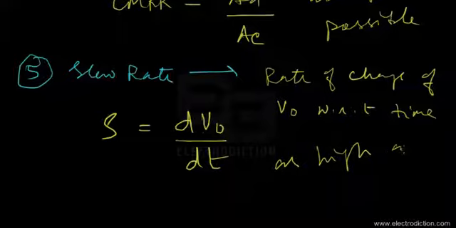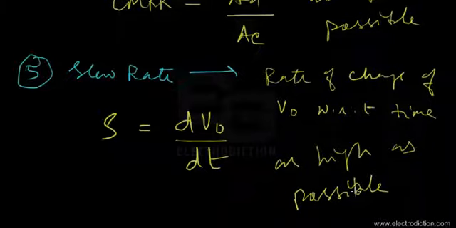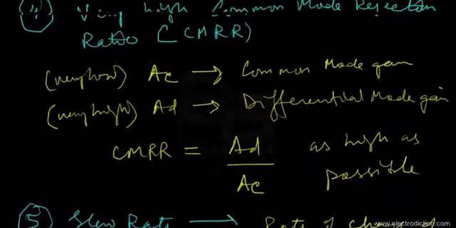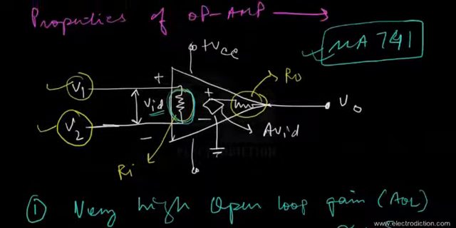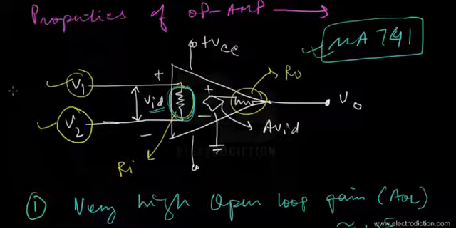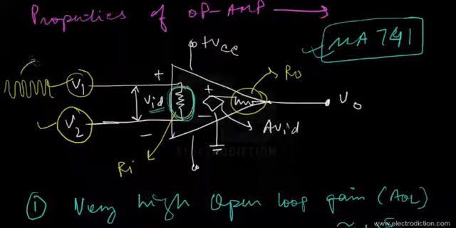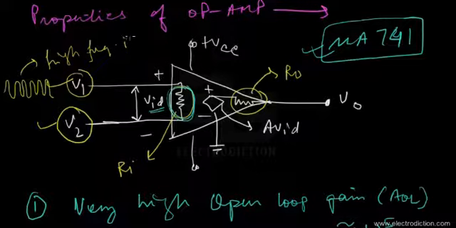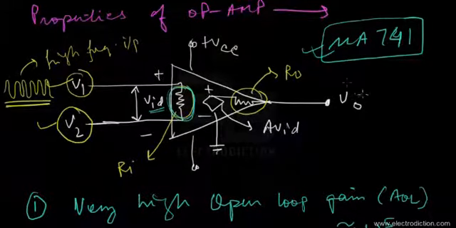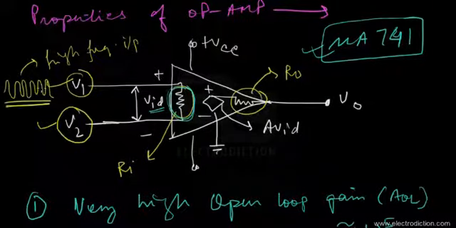You might be wondering why we need this. I'm coming to it in a moment. The slew rate needs to be as high as possible, and the requirement is such because we might subject the op amp to high frequency input voltage signals. Let's say we have a high frequency input to the op amp. Then we would expect the op amp to amplify each of these components properly.